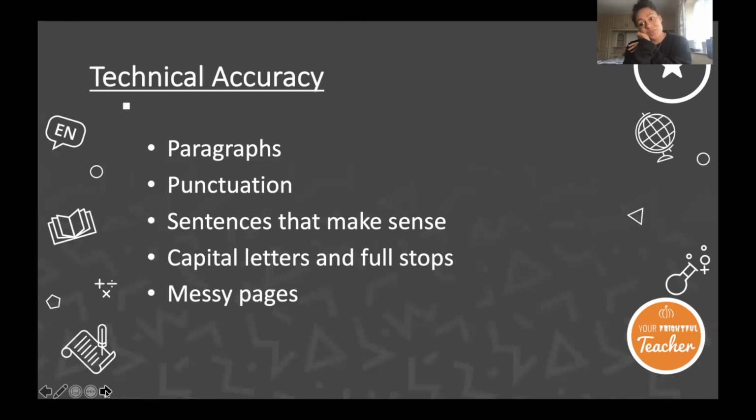Capital letters and full stops, that's obviously a given. Please make sure you've got them in there. Obviously, capital letters are not just for the start of sentences. Make sure you've got them for all of your proper nouns as well.